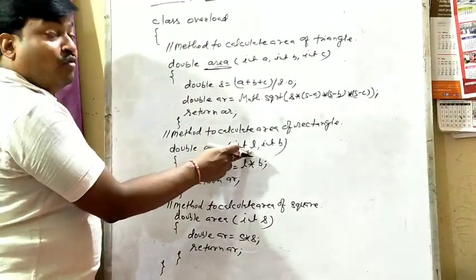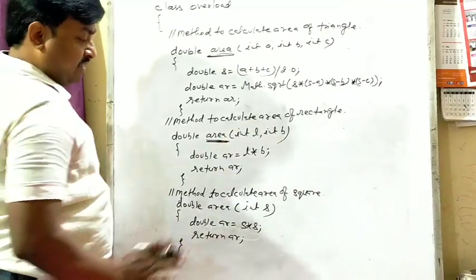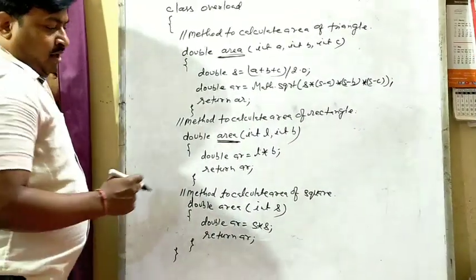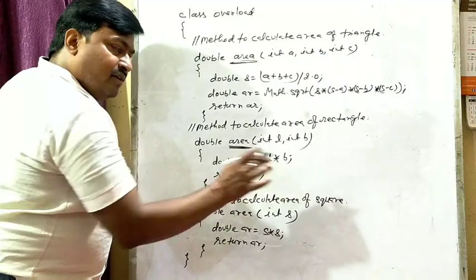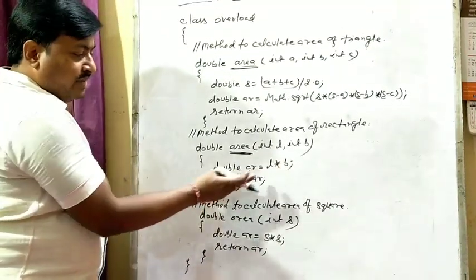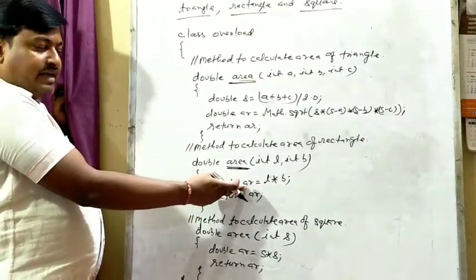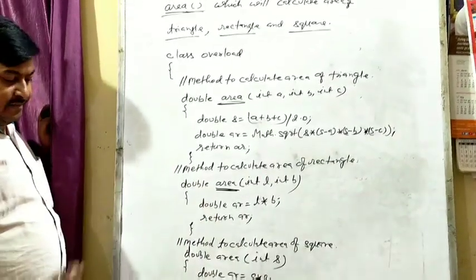This time we have passed two values, one for length and one for breadth. And you know student, the area of a rectangle is equal to length into breadth. We will calculate length into breadth and the value of area is stored in variable AR. We will return the AR.